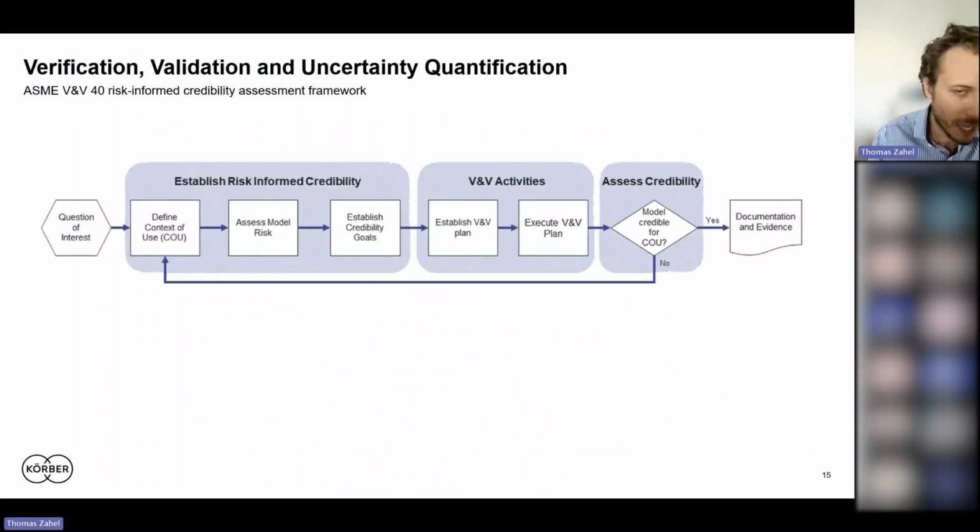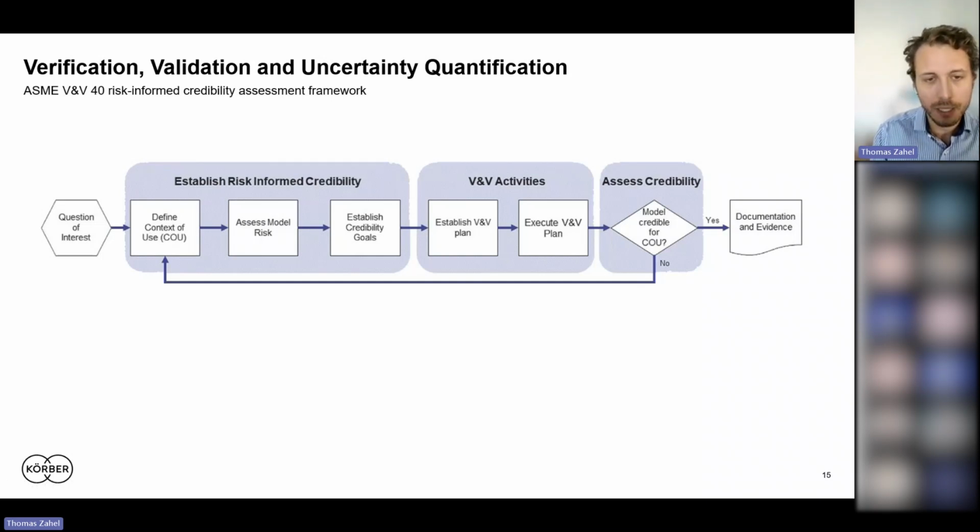And without going into every detail, I want to share here the basic workflow of the V&V 40 activities for verification and validation. And it starts with having a question of interest and a context of use. So the context of use could be, I want to apply the model for real-time control and advanced decision-making during the execution of a batch. Then you need to assess the model risk. Is there still a human in the loop? Stuff like that. Then you set up credibility goals in terms of verification.